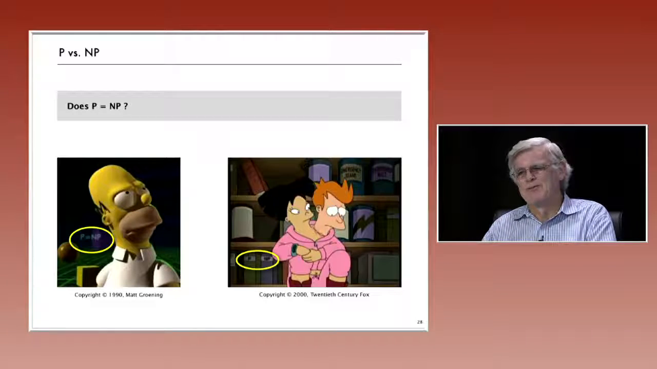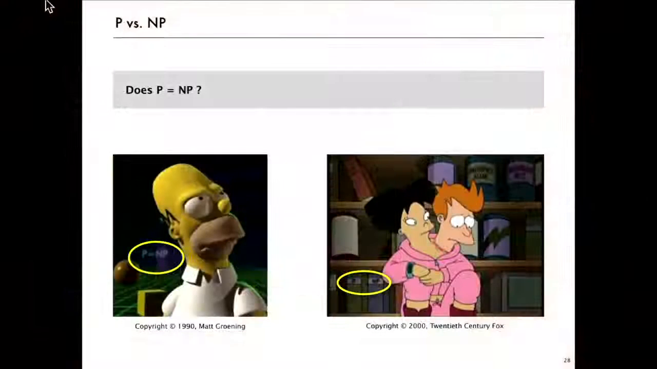This question's been around for a long time and has even made it into popular culture. And I think it'll make it into popular culture much more, because we're starting to have massive online courses where many more people are learning about these fabulous concepts.